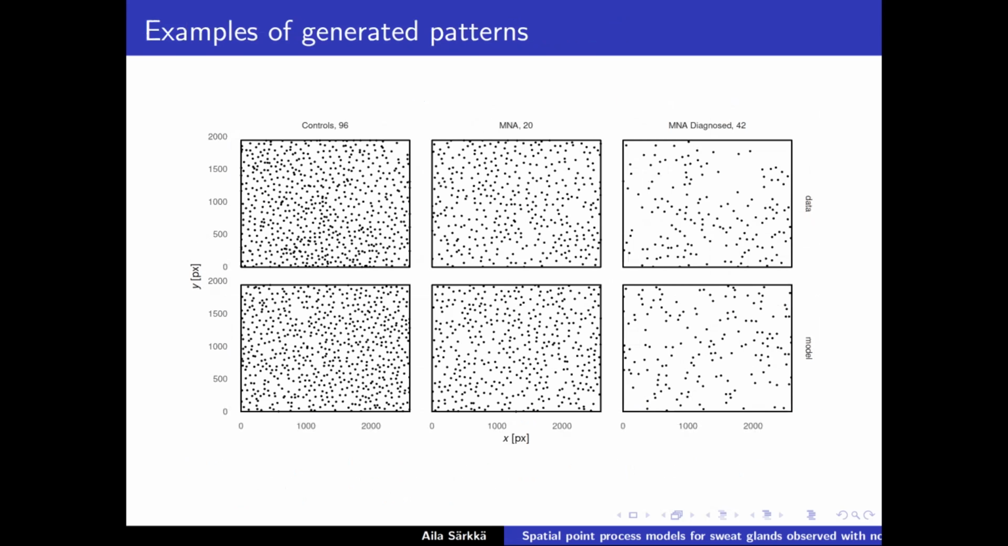And here we can see how the patterns look. In the top row, you see three of the data cases: a control pattern, a suspected neuropathy pattern, and a neuropathy pattern. And then in the bottom row, you have the simulations from the model. If you just compare them visually, you may see that they look quite alike.